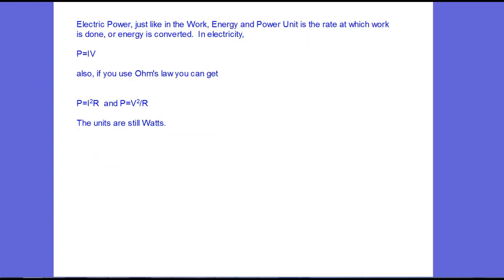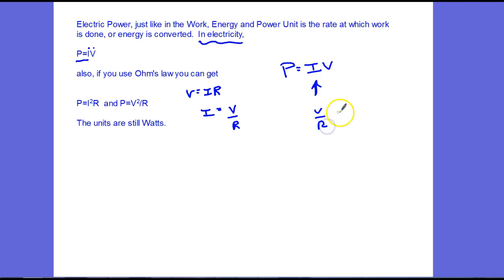Electric power, just like in the work, energy, and power unit, is the rate at which work is done or the rate at which energy is converted. In electricity, we calculate it as P equals IV. Power is current times voltage. Also, if you use Ohm's law, remember Ohm's law says V equals IR. So I is V over R, and if P equals IV and I replace that I with V over R, then I get V over R times V, or V squared over R for power.